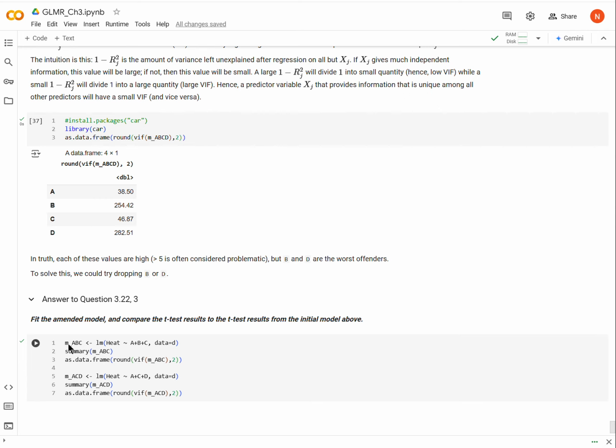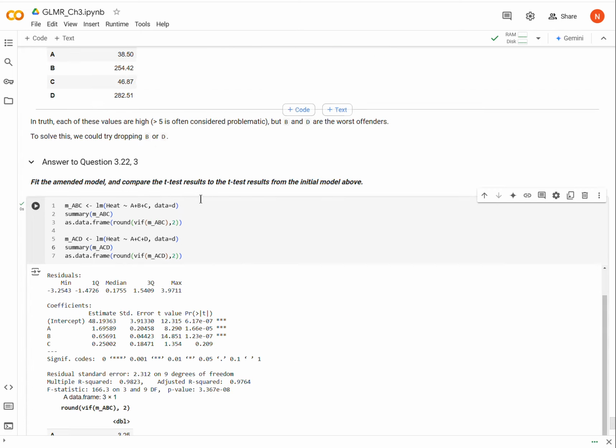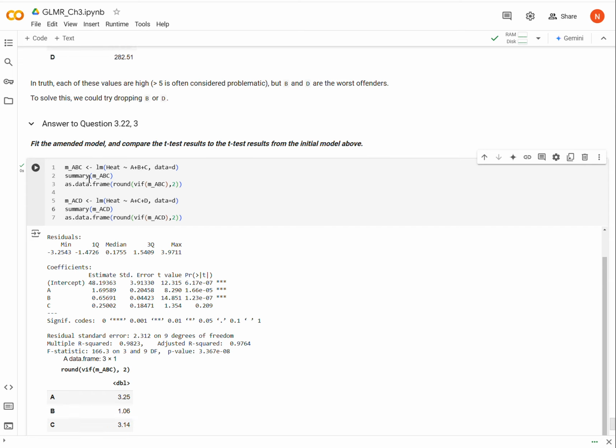So here I'm dropping D, and here I'm dropping, I think, B. Okay, so we can run these. First we'll look at A, B, C being included. Okay, so we can look here. Notice that all of the standard errors have shrunk considerably. So the model is more certain about the contributions of A, B, and C, the information that they contain. And now we actually have some significant values here.